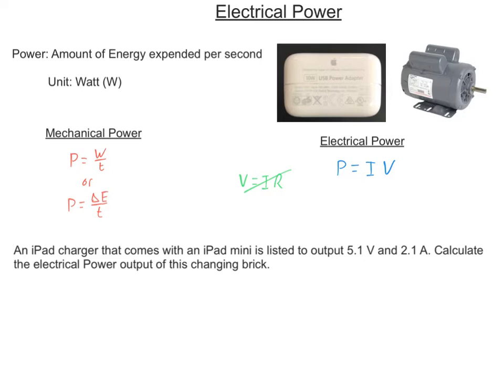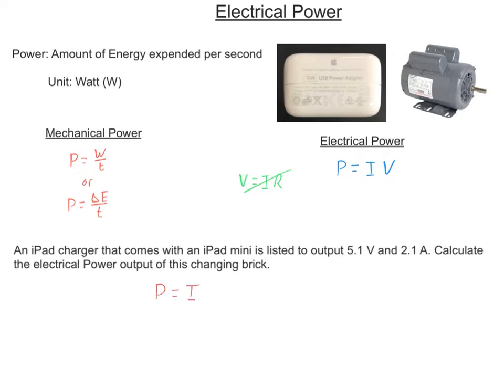Let's start out first with just kind of a plug-and-chug one. An iPad charger, the one that comes with an iPad mini, is rated at 5.1 volts, just pulling it directly off of this, and 2.1 amps. Once again, pulling it directly off an iPad mini charger here. Calculate the electrical power output. We can already see on the charger itself what we expect.